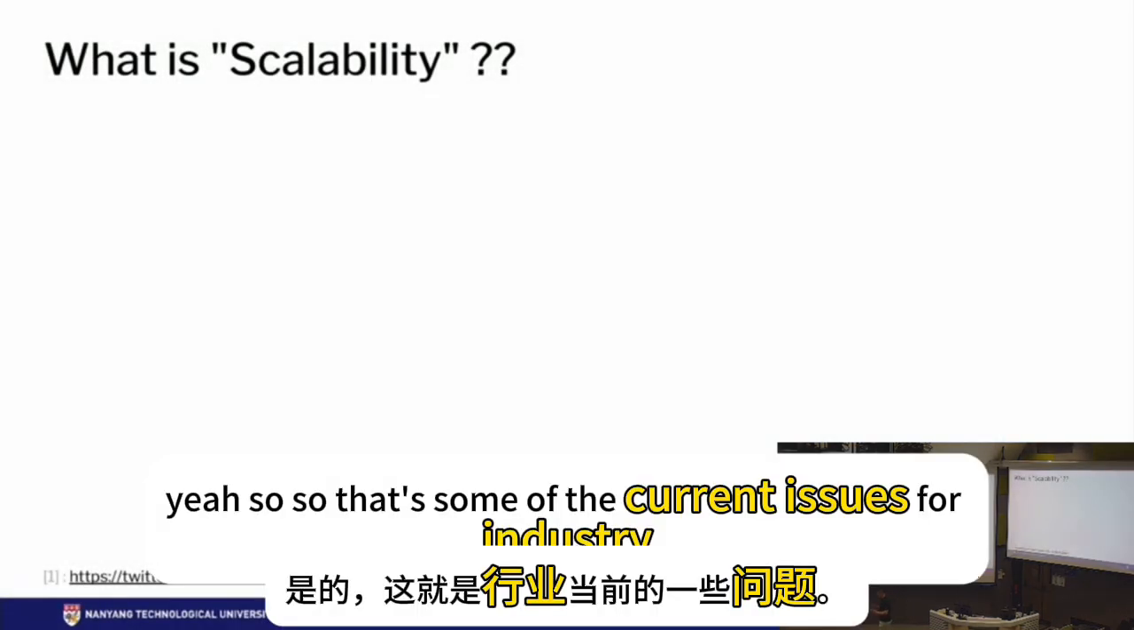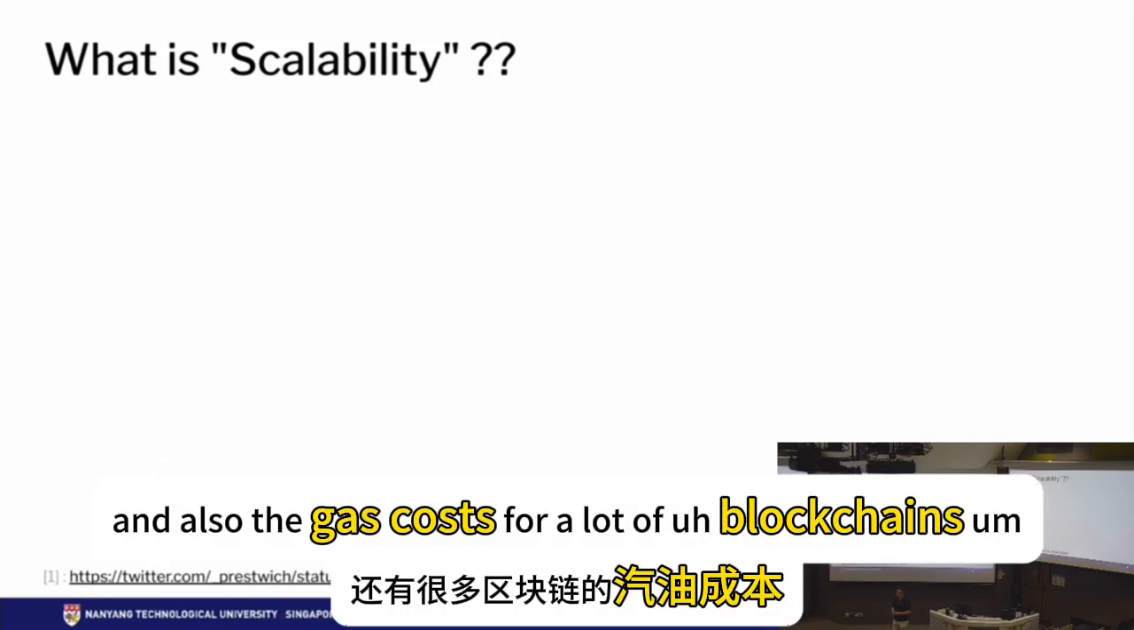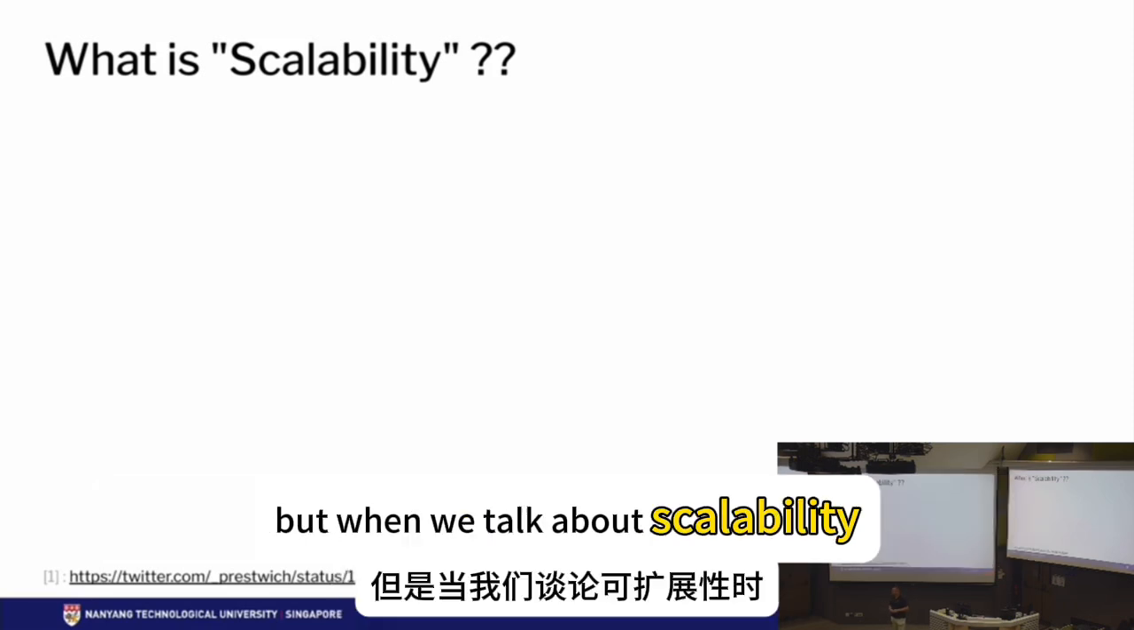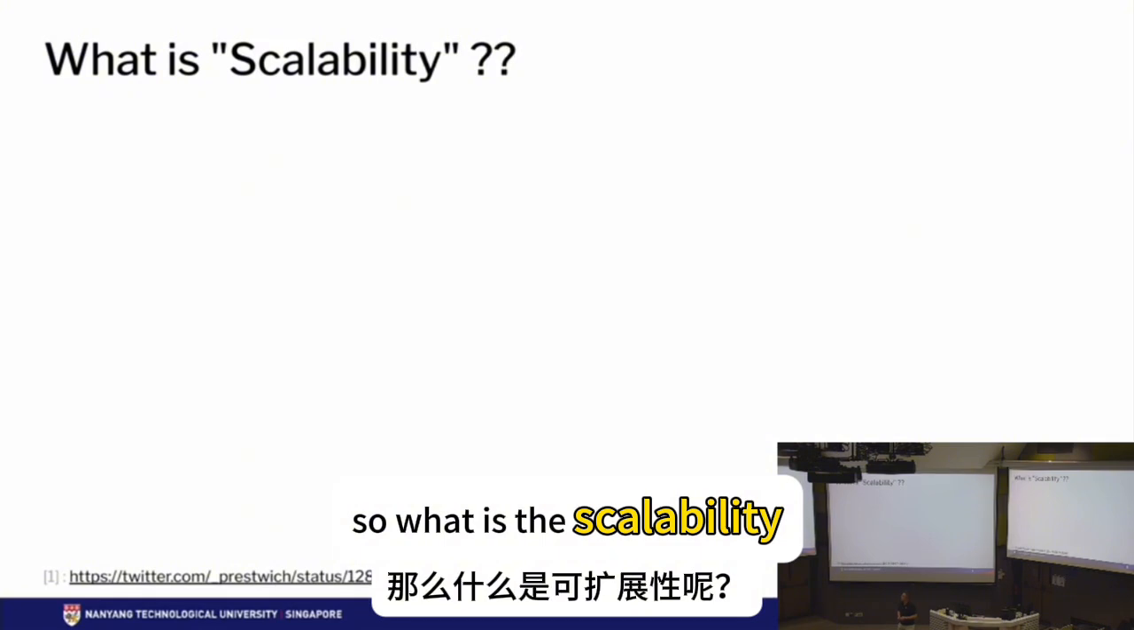So those are some of the current issues for the industry: the scalability gap compared to a mature network, and the gas cost on a lot of blockchains. But when we talk about scalability, we need to define it, because there are so many things you can talk about. So what is scalability?